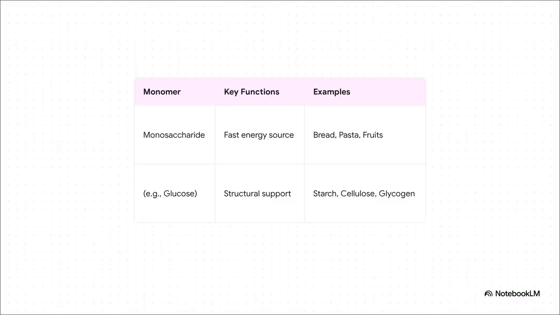You've definitely heard of these. Their monomer is a simple sugar, like glucose, and their main job? Quick energy. When you eat bread, pasta, or fruit, you're loading up on carbs, and that's your body's go-to fuel source for a fast energy boost.